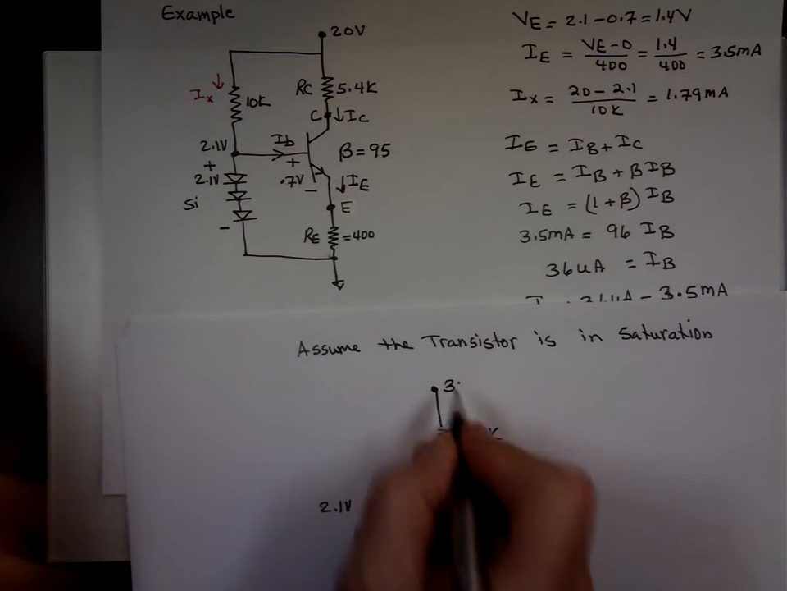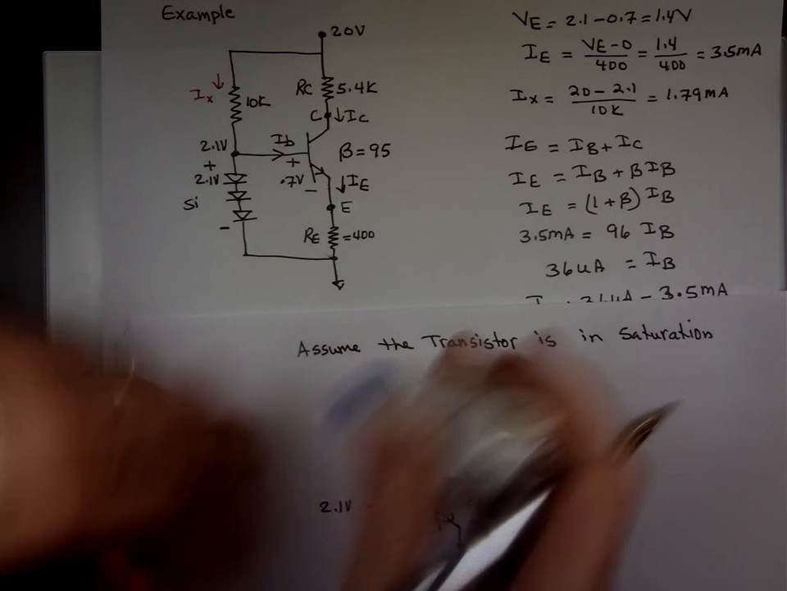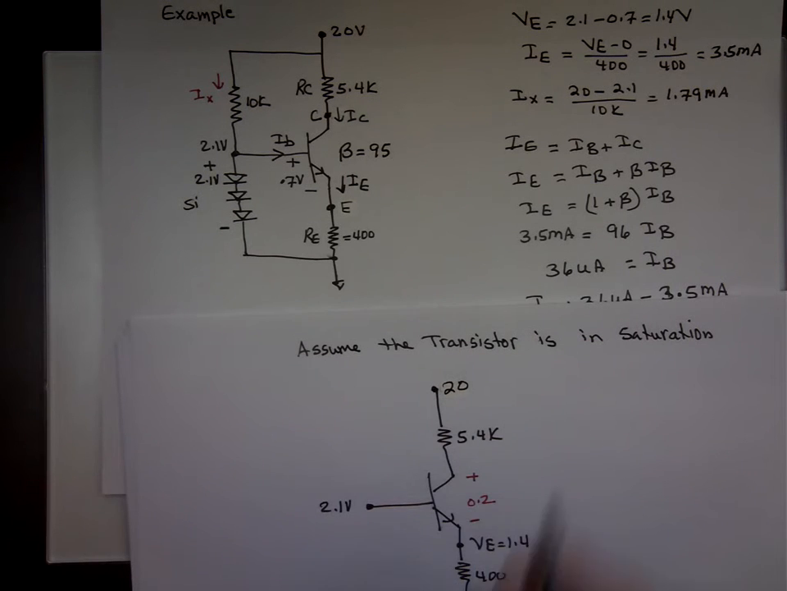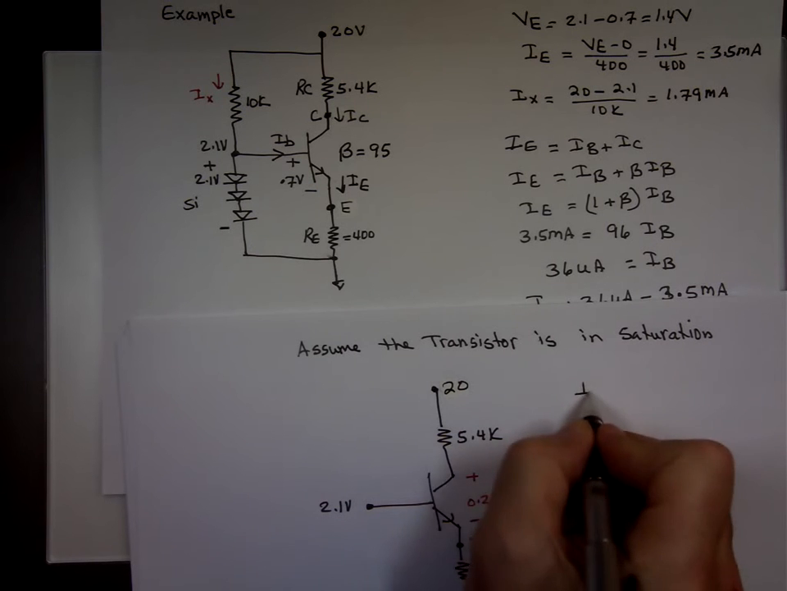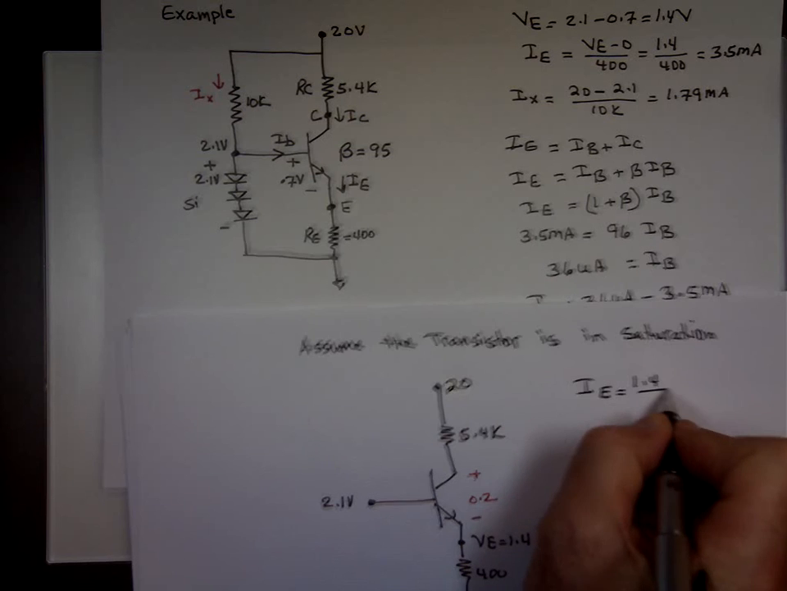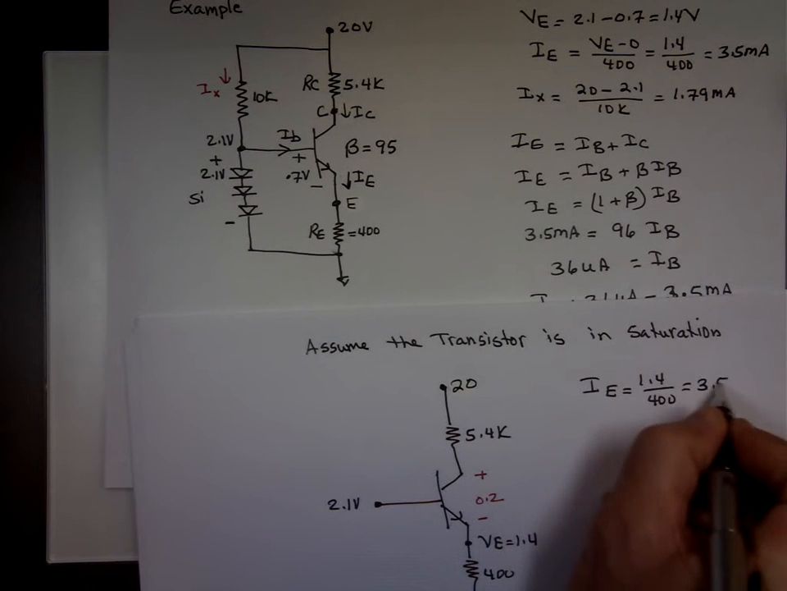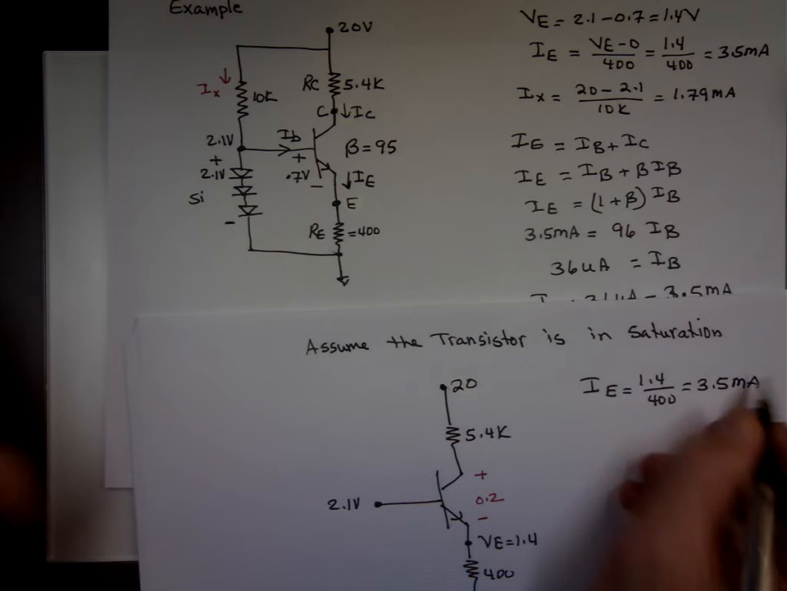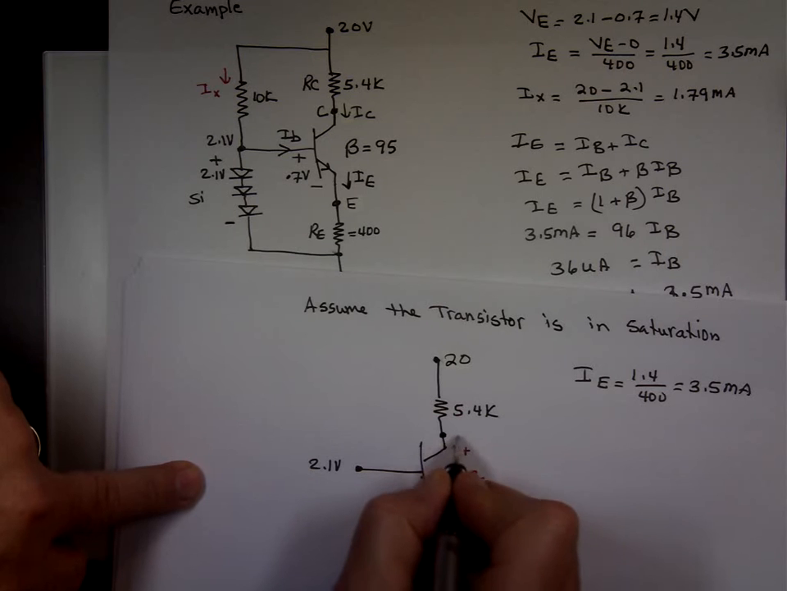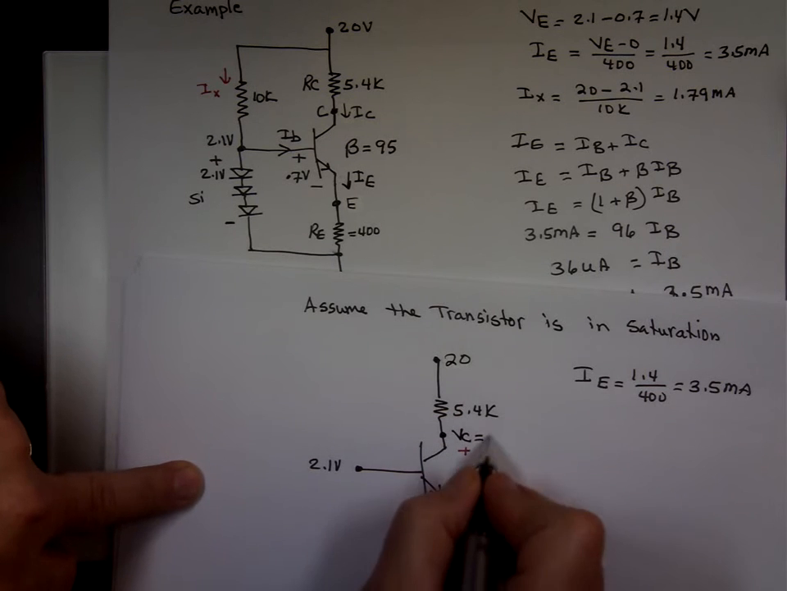Oh, that's 20, not 30 here. So I sub E is not going to change. I sub E is still going to be 1.4 divided by the 400, which is 3.5 milliamp. Now, if this is 1.4, then this voltage here, the collector, VC, is going to be what? 0.2 higher than this. That's 1.6.